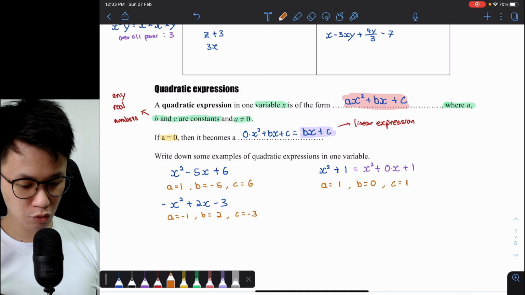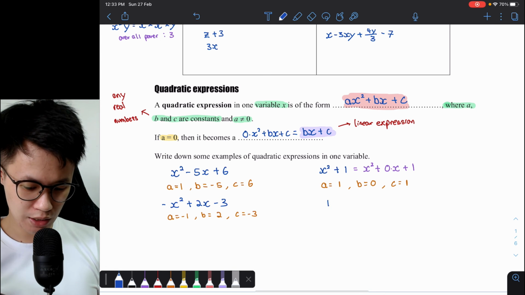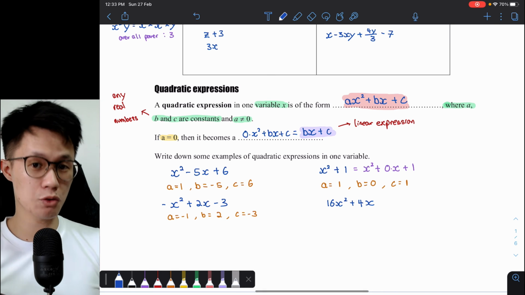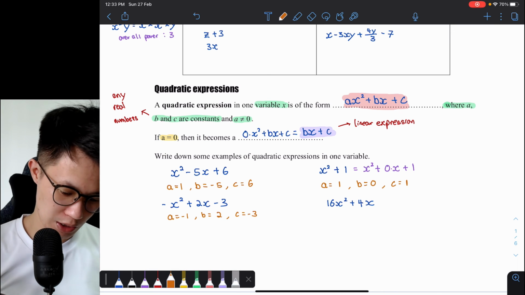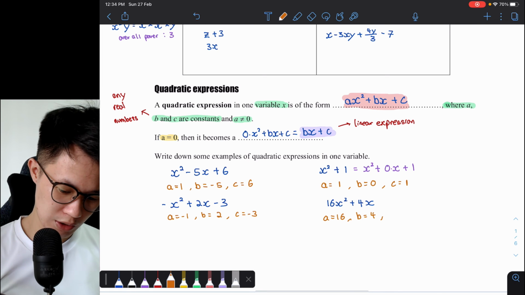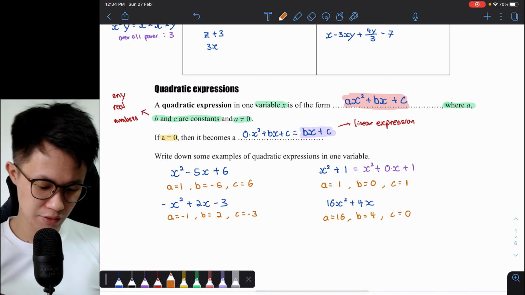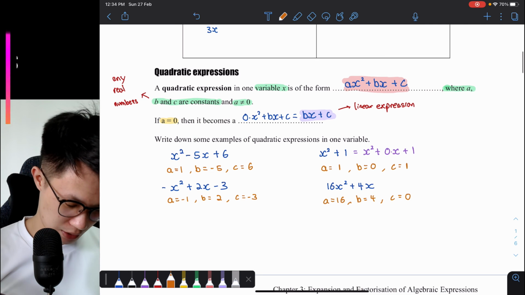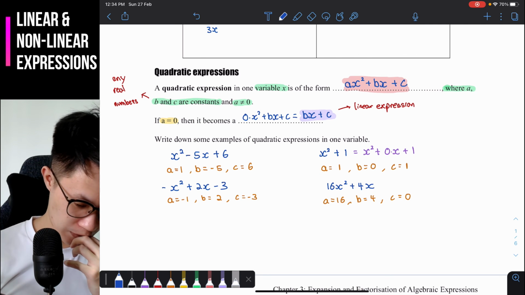We could also have 16x squared plus 4x, and this is still quadratic. We call this quadratic, where a is equal to 16, b is equal to 4, and c is equal to 0. There's an invisible plus 0 behind, just that we can't see it.